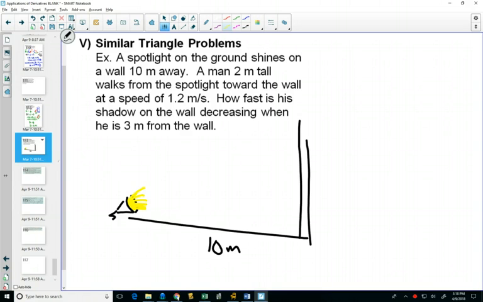A man 2 meters tall walks from the spotlight towards the wall at a speed of 1.2 meters per second.